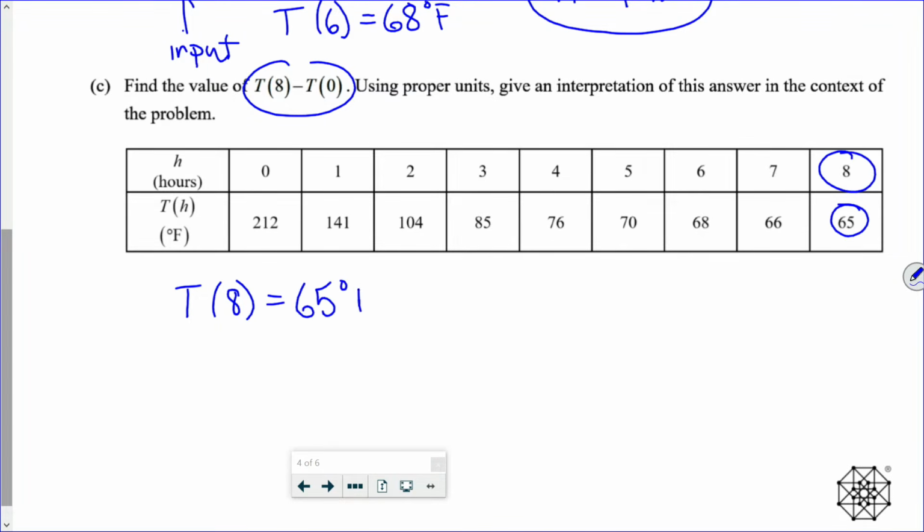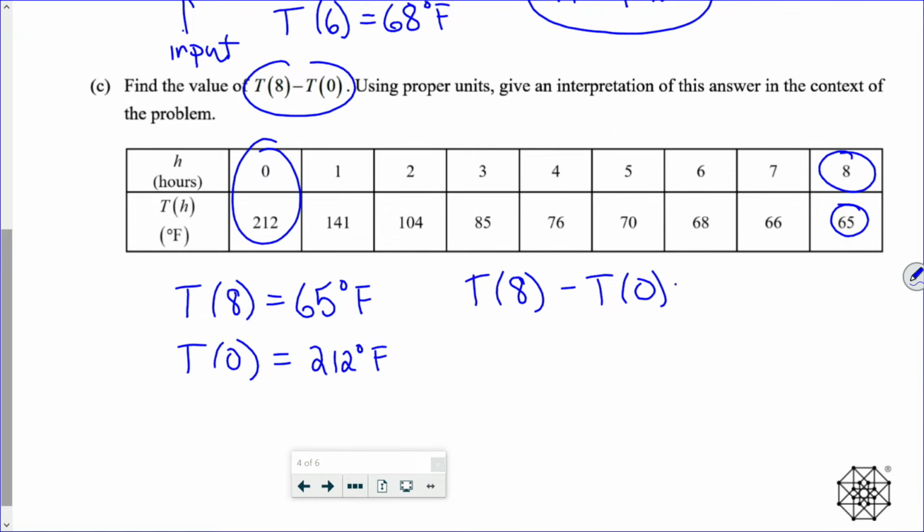And I'm going to throw some units on here. T of 8 is 65 degrees Fahrenheit. T of 0 is 212 degrees Fahrenheit. So T of 8 minus T of 0 is going to be 65 minus 212.